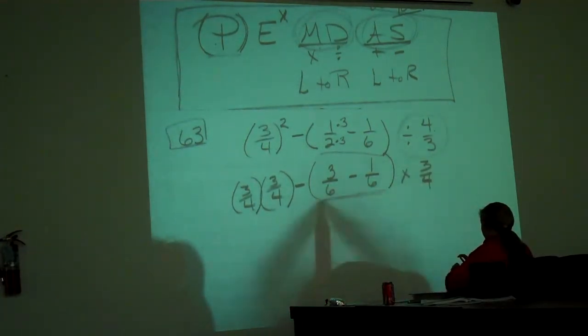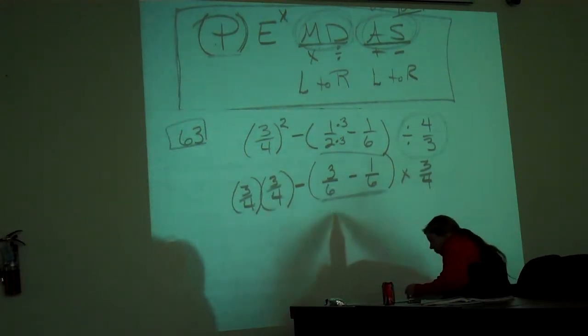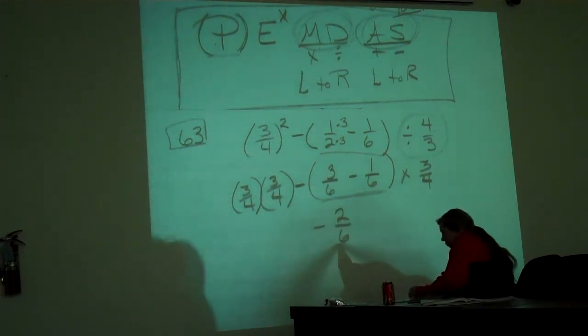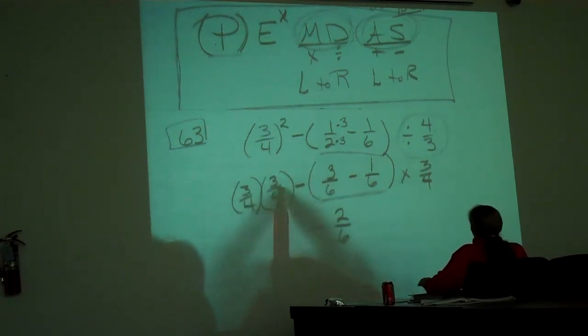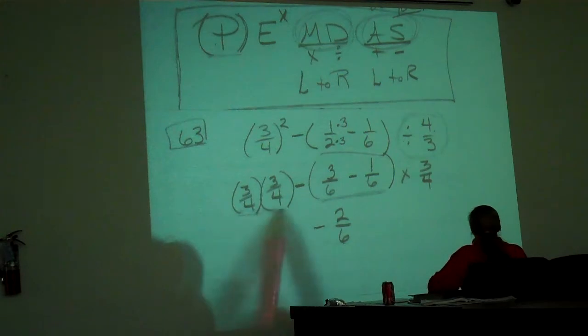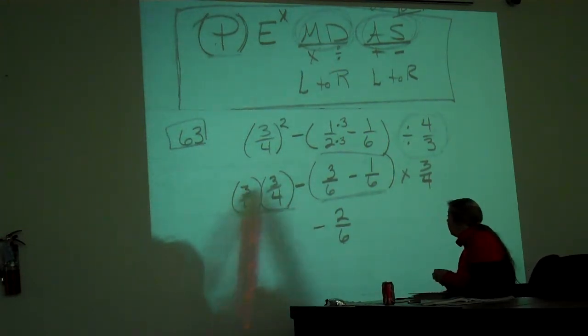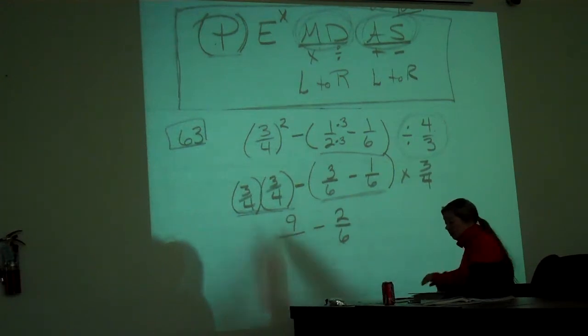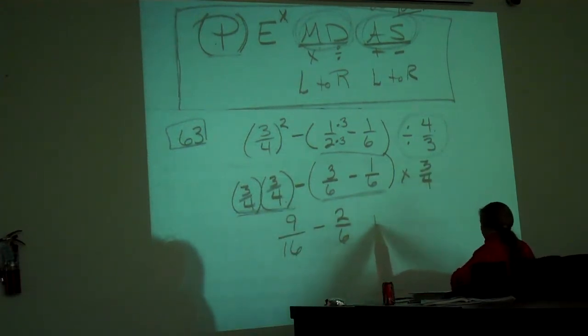Now let's take care of that parentheses part. 3/6 minus 1/6, 2/6. Okay? It doesn't really need the parentheses anymore, so we leave them off. 3/4 times 3/4. We'll go ahead and do that instead of writing it again. 3 times 3 is 9. 4 times 4 is 16. Bring this part down.